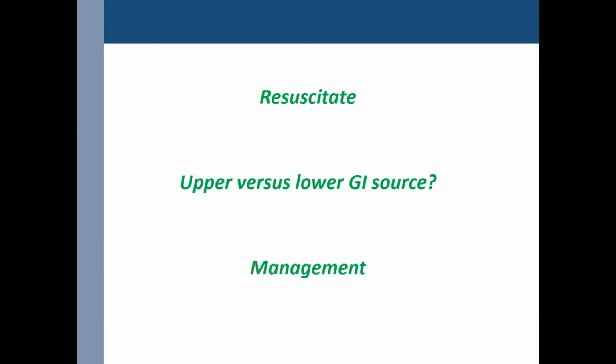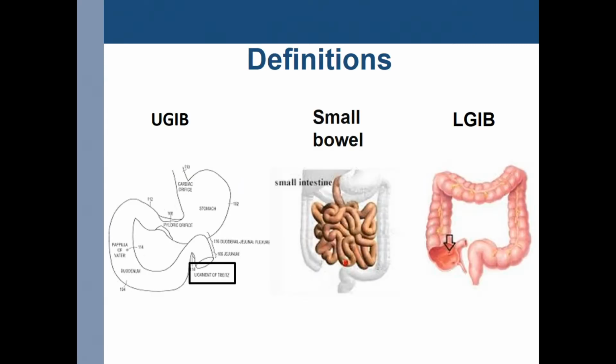We will talk about resuscitation, as that is truly the most critical thing when you first encounter somebody with GI bleeding, and then discuss how we might differentiate whether it is an upper versus a lower GI source. And finally, I will also discuss management of both upper and lower GI bleeding. First, we'll start off with some definitions.